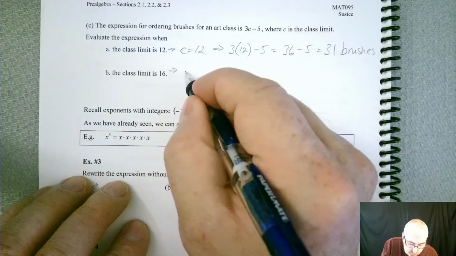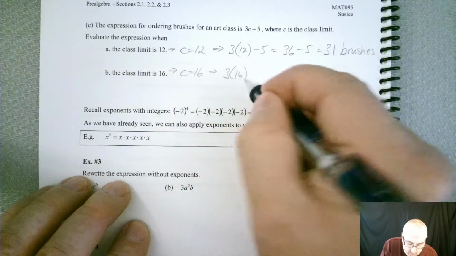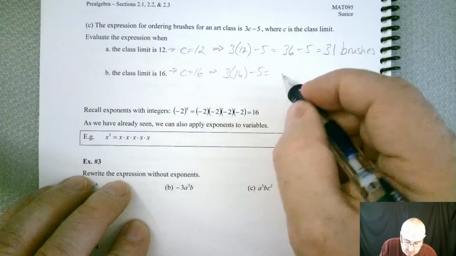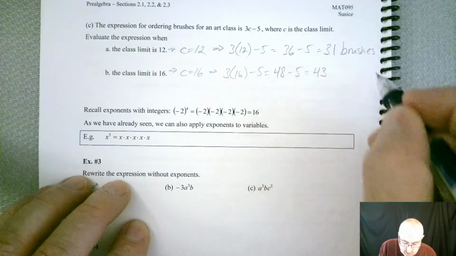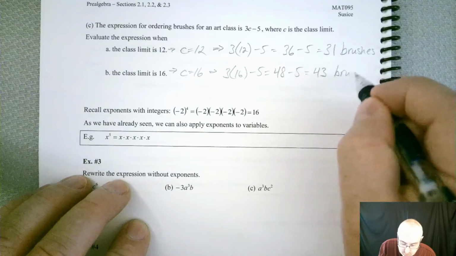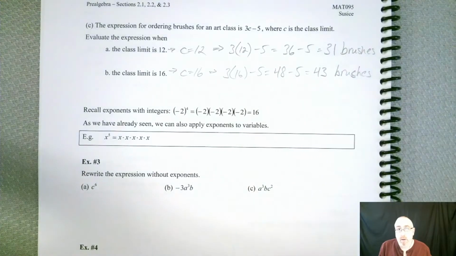Similar idea for this one. We know c is equal to 16, so we can plug that in. 16 times 3 is 48, minus the 5 equals 43, and then of course don't forget your brushes. All right, so nothing too drastic so far, hopefully.